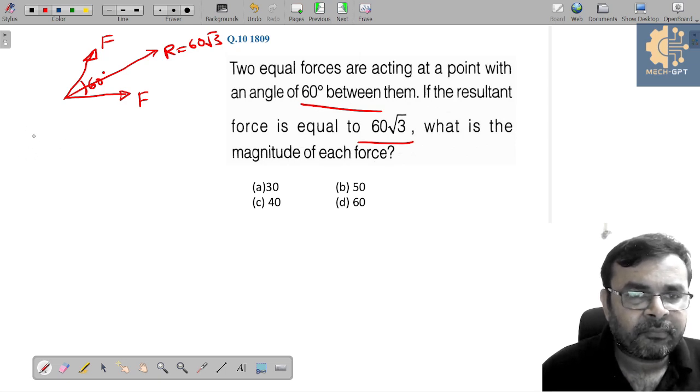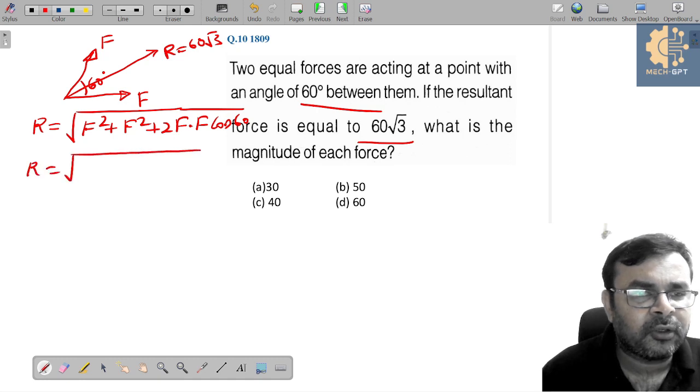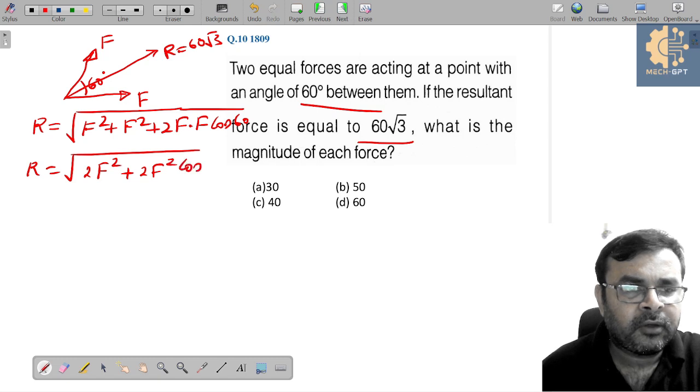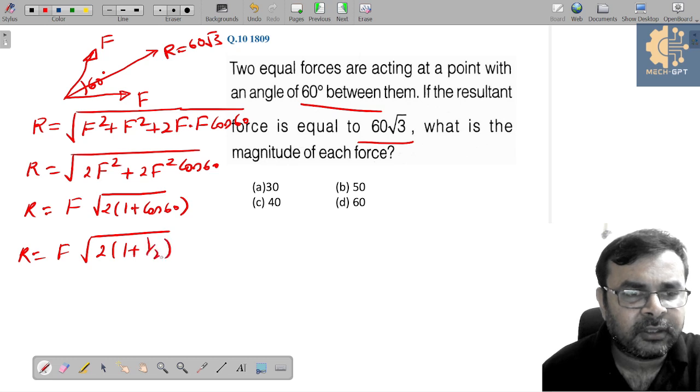So can I say the resultant is equal to square root of, since both the forces are equal, so can I write this expression F square plus F square plus 2 times F into F cos 60 degree? Yes or no? So simply here we can get square root of 2 times F square plus 2 times F square cos 60. And now if you take F as a common term, so here we can get 2 times 1 plus cos 60. Is it clear? So this is square root of 2 into 1 plus, what about cos 60? This is 1 by 2.